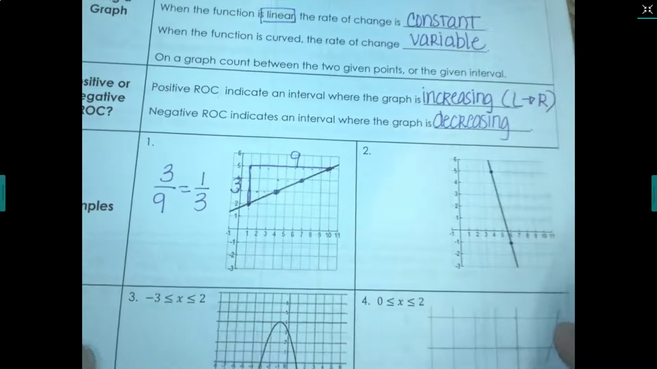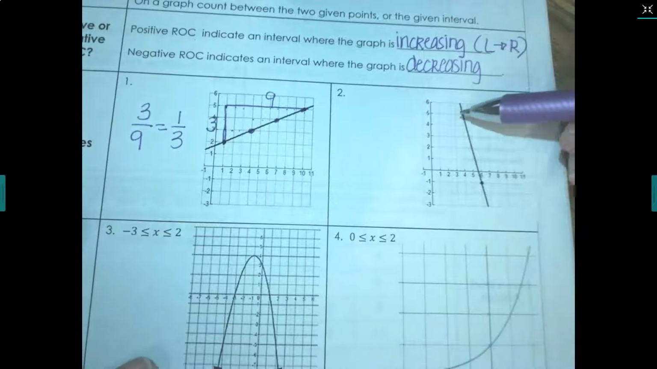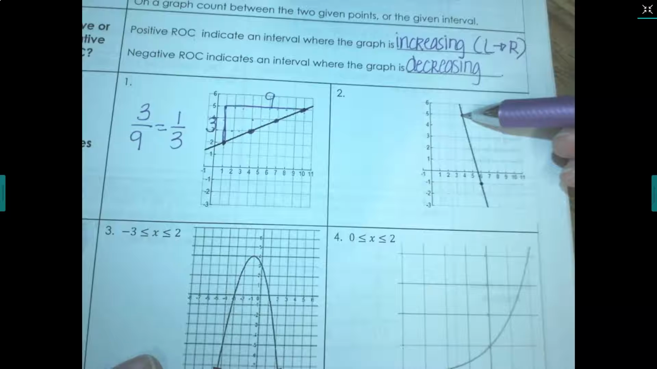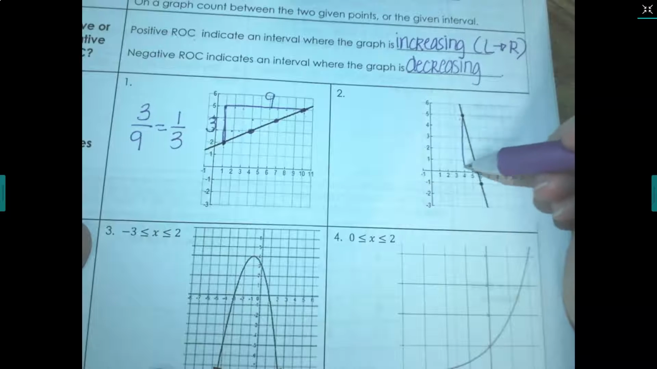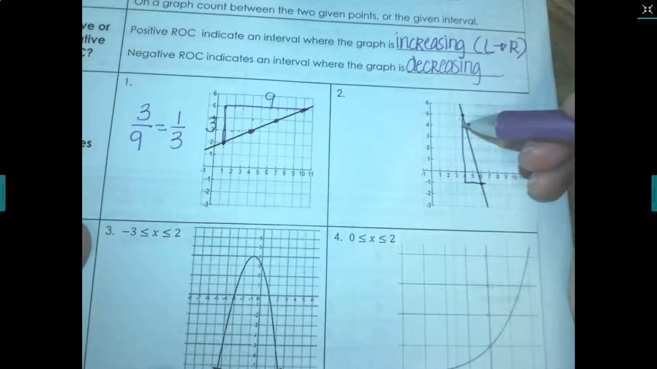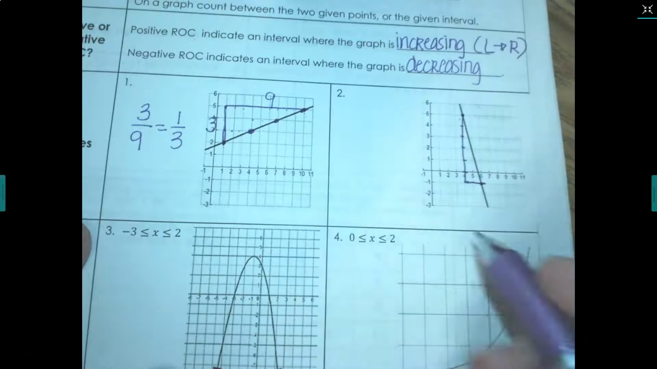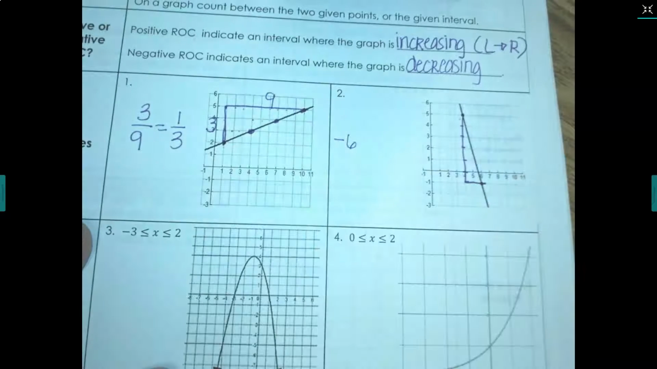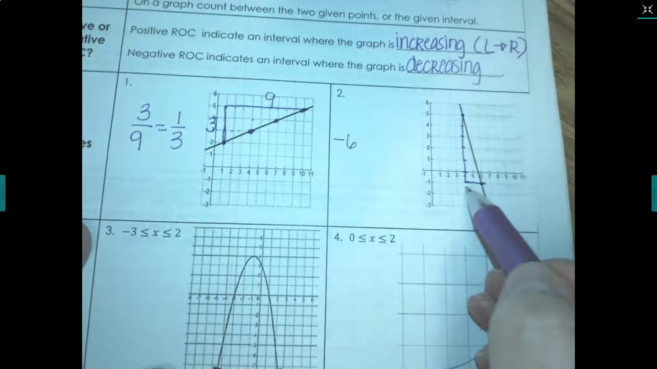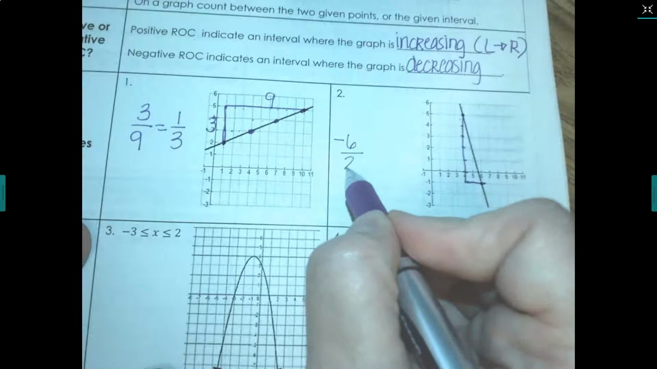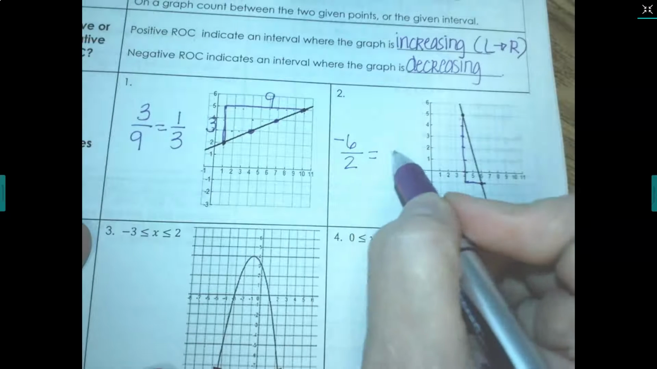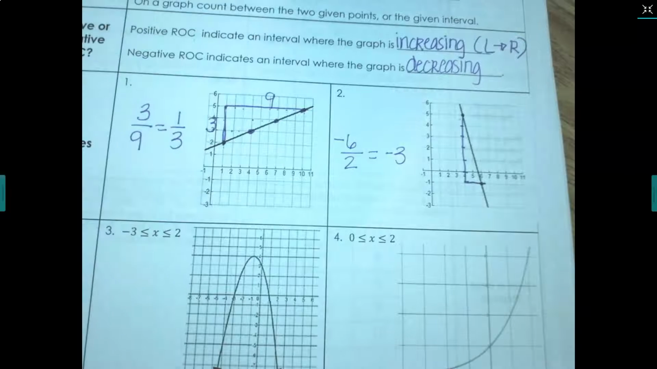Okay. My next graph is also a line. Remember, we always read left to right, so we want to start with the left-hand point first. How do I get to the right-hand point? So I have to go down 1, 2, 3, 4, 5, 6. I went down 6, so my rise is -6. And then I went right 2, which is a positive number. So my slope here is -3.